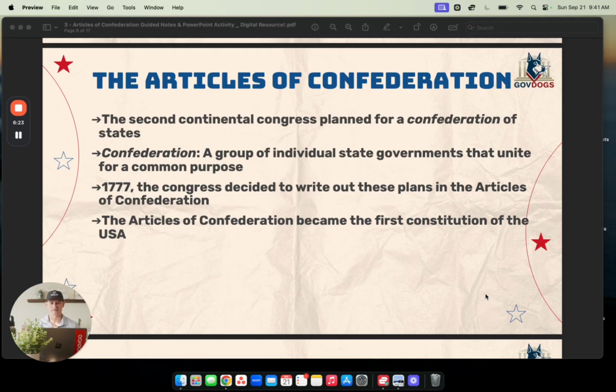In 1777, the Congress decided to write out these plans, and this is what we call the Articles, and the Articles are going to be the first constitution in the United States. Now, what I like to tell my students is it was more like the divided states of America under the Articles of Confederation than the United States of America. You had states that were more self-interested in protecting themselves, and didn't really see the necessity to go help out other states when they were in need.